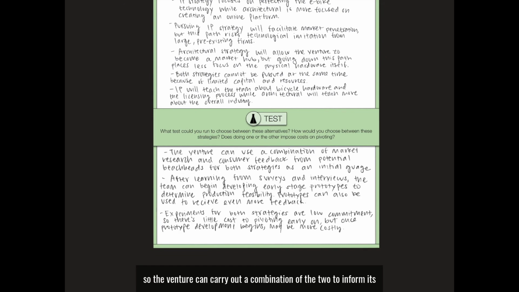Well, we've identified experiments for both strategies, so the venture can carry out a combination of the two to inform its decision. Superpedestrian can use market research and consumer feedback from potential beachheads as an initial gauge of the market's response to these alternatives. After learning from surveys and interviews, the team can begin developing early-stage prototypes for one or both strategies to determine product feasibility. These prototypes can also be used to receive even more feedback from potential beachheads. And since experiments for both strategies are low commitment, there are no major costs to pivoting early on, but once prototype development begins, pivoting will probably come at some cost.